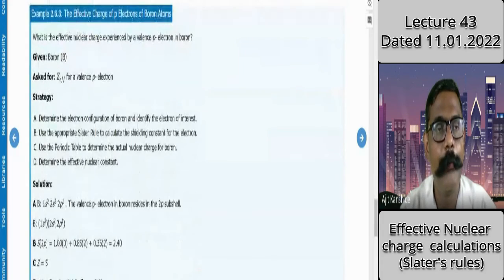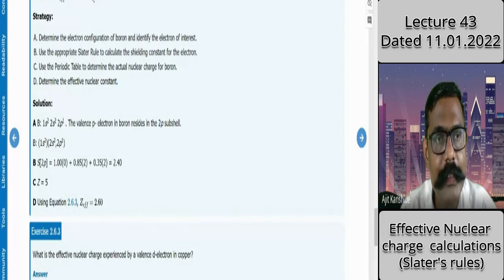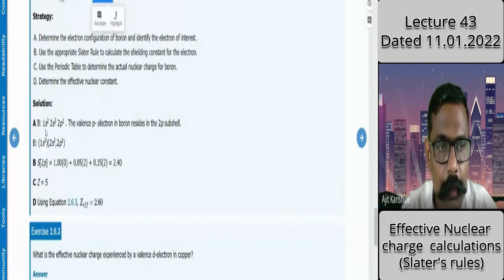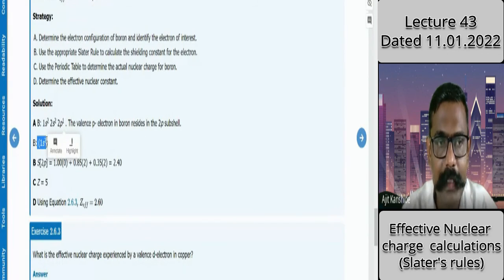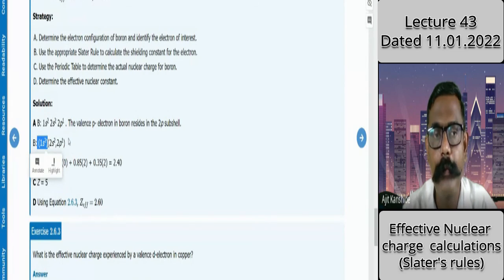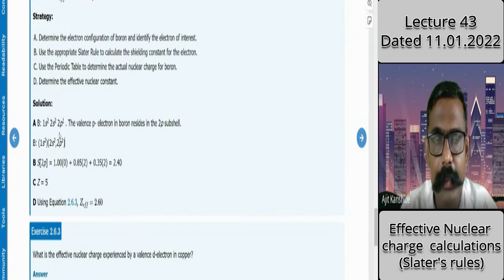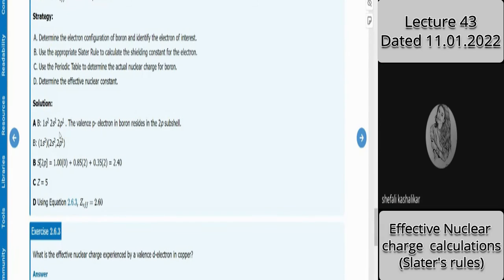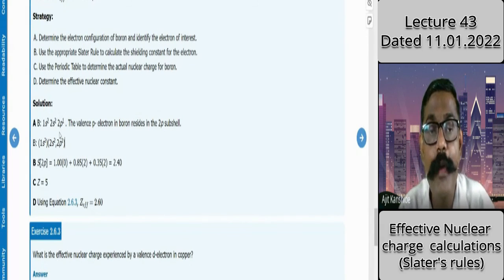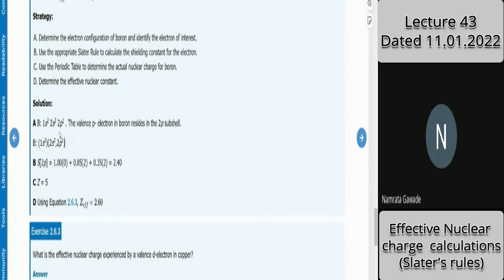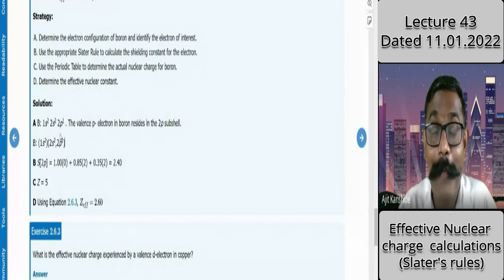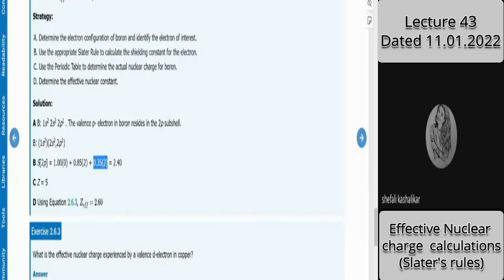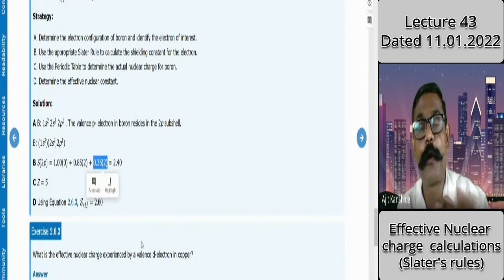Now boron, where the electron is in the p orbital. The boron electronic configuration is 1s2, 2s2, 2p1. In the nth group, how many electrons are there? 3 electrons. So how many neighbors are there? 2. So the factor will be 0.35 into 2.